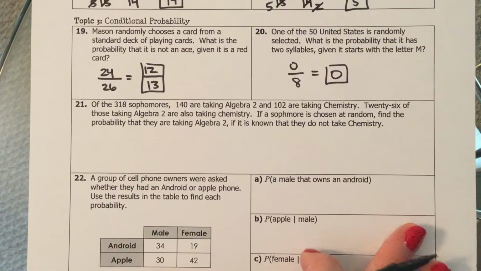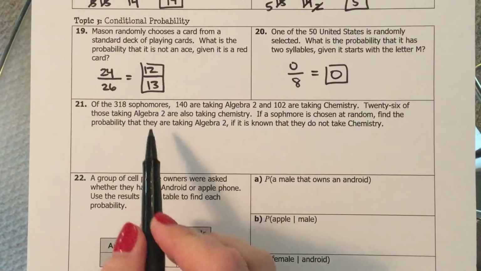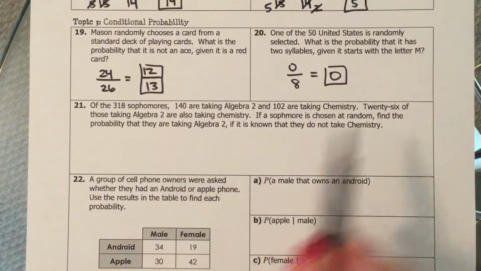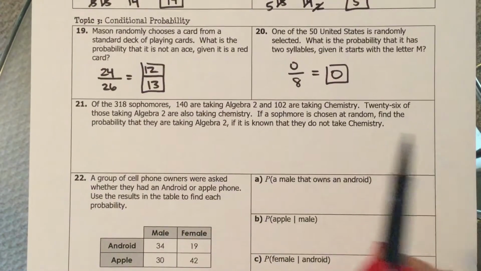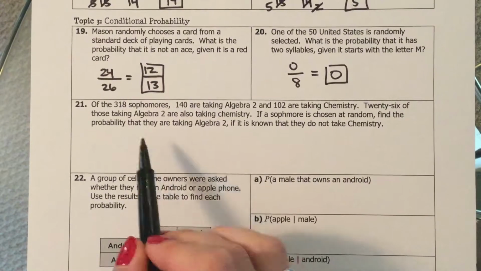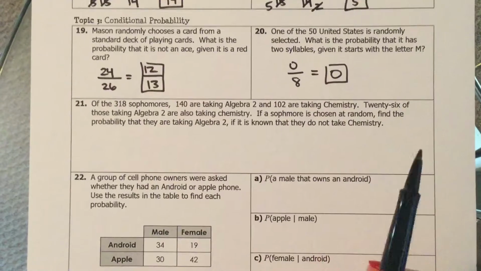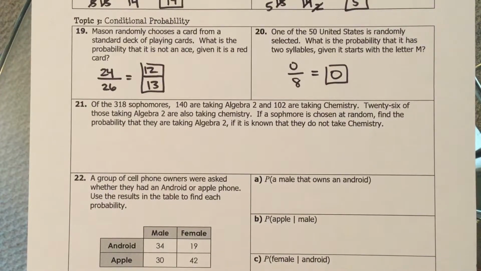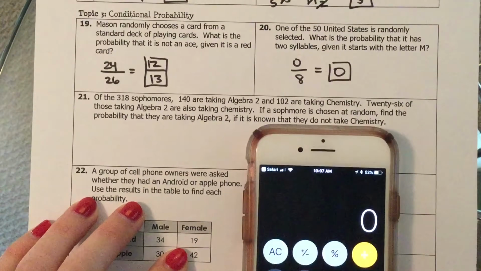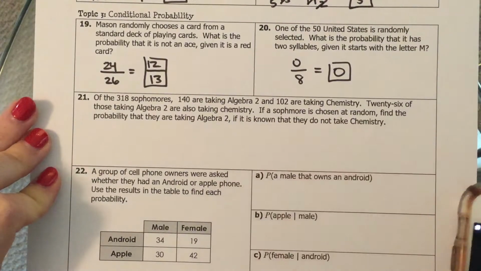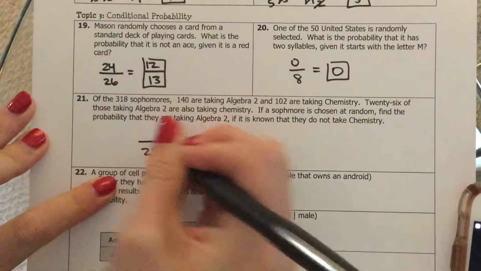Number 21. This is one where a Venn diagram might be a good scenario. Of the 318 sophomores, 140 are taking Algebra 2 and 102 are taking Chemistry. 26 are taking both. If a sophomore, that's spelled wrong, is chosen at random, find the probability that they are taking Algebra 2 if it is known they do not take Chemistry. Okay, so we're going to do a little subtraction here. So if it is known they do not take Chemistry, 318 minus 102, so 216, that's how many do not take Chemistry. So that's going to be the denominator.